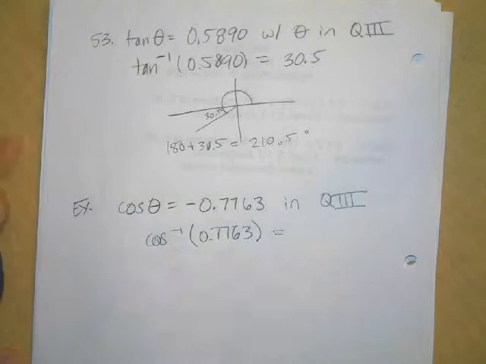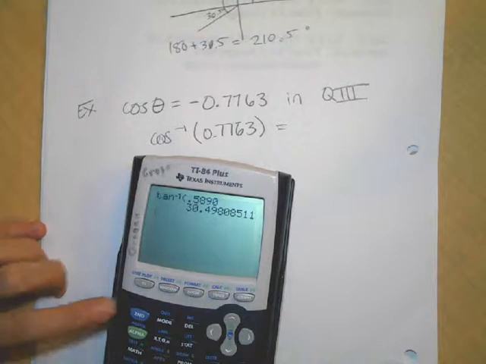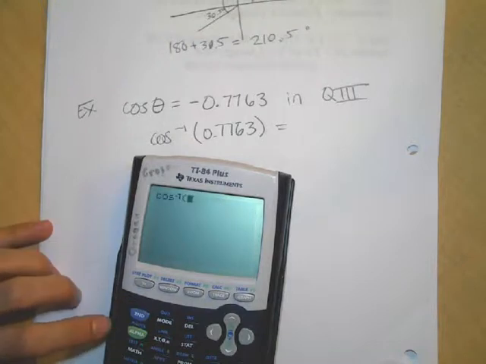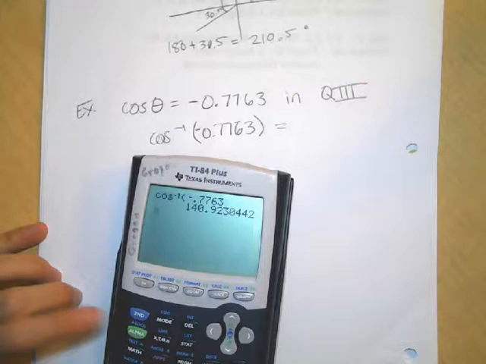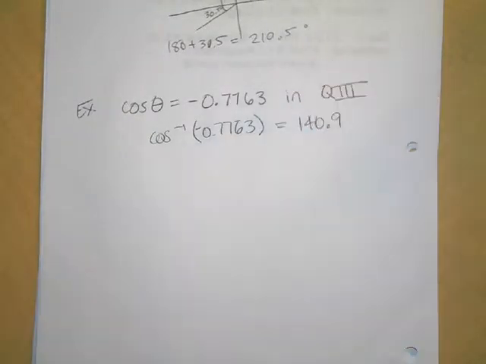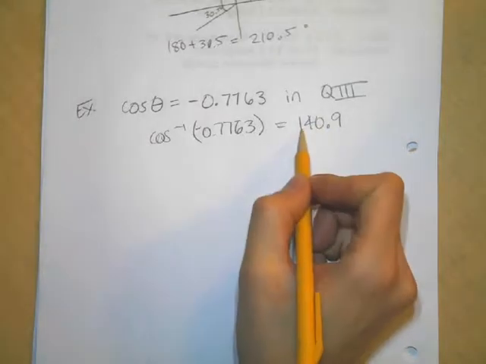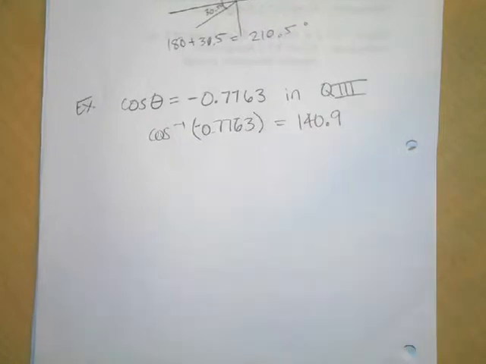Now cosine only gives me my angles in the first and the second quadrant. So inverse cosine of negative 0.7763. I should put negative. And that's 140.9. Okay? What do I do to find the reference angle? Well, see, no, we need to find the reference angle. Reference angle is always between 0 and 90.